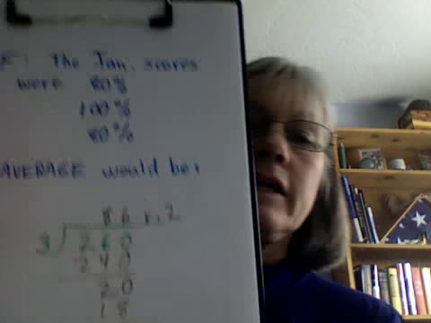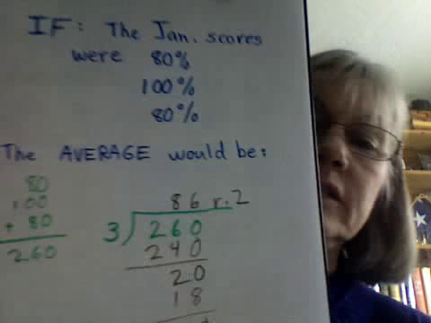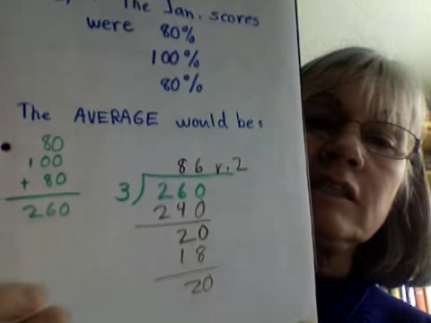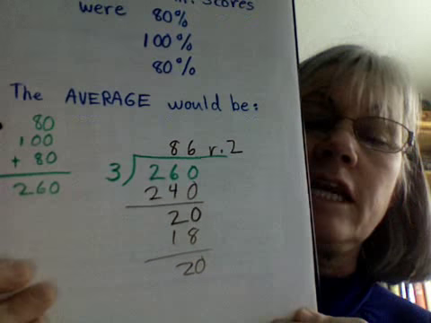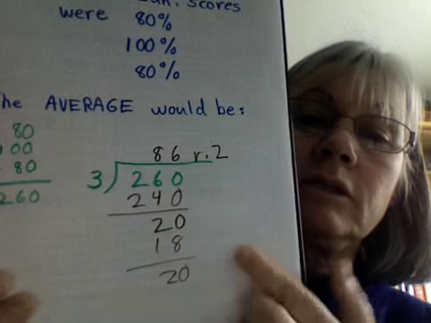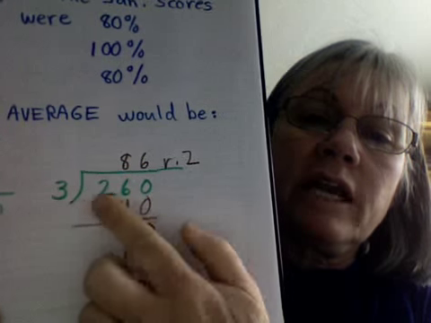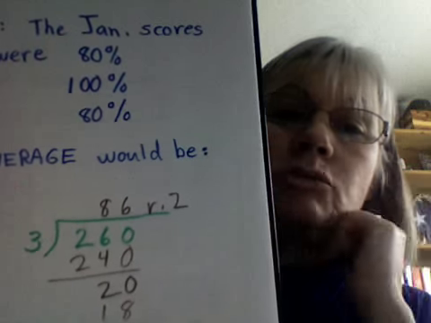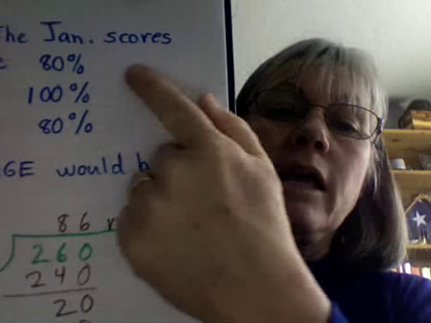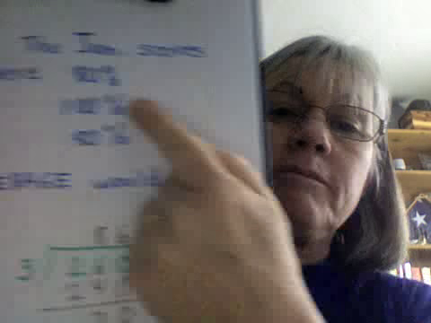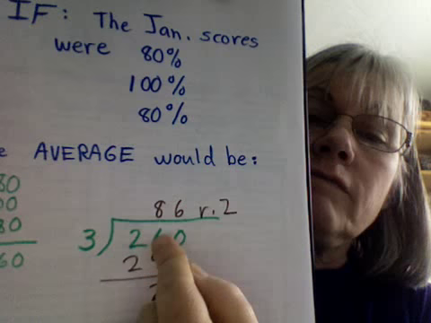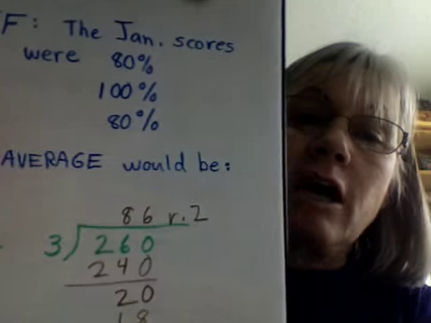And look at the difference in the percentage this time. Rather than a 76% average, this person's average is an 86 remainder 2. That's close to an 87%. So that makes a huge difference. If that 70 had been a 100%, this person's average would be 10 points higher than before.